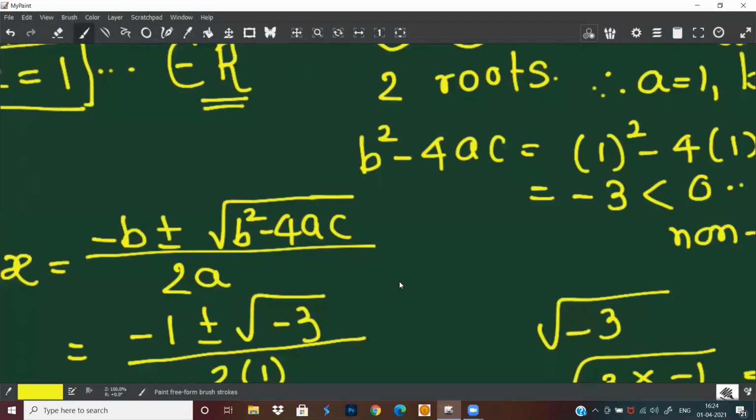Okay, Ayush. What are you writing? B square minus 4ac? Okay.